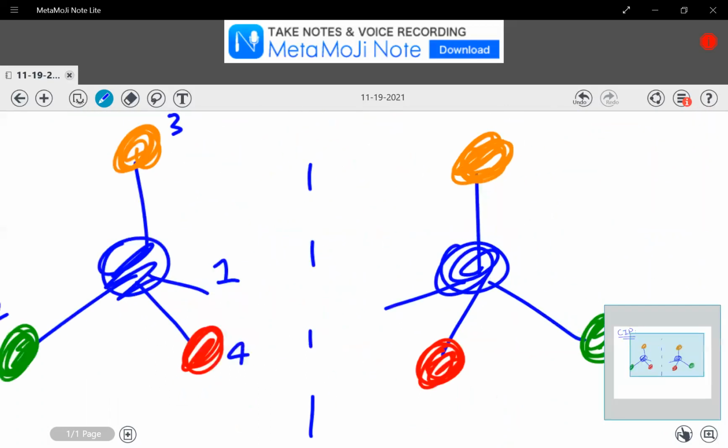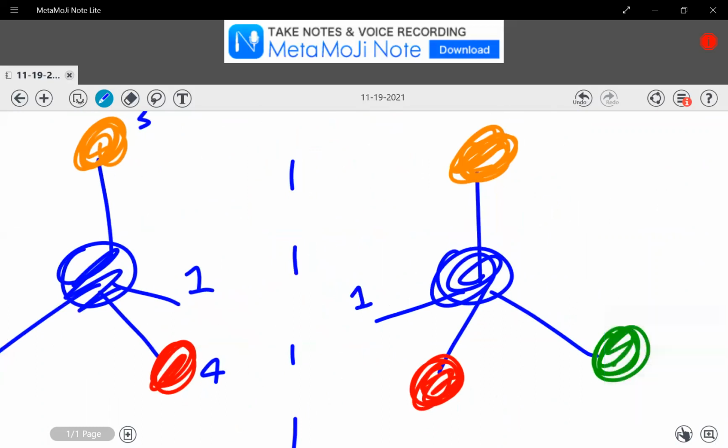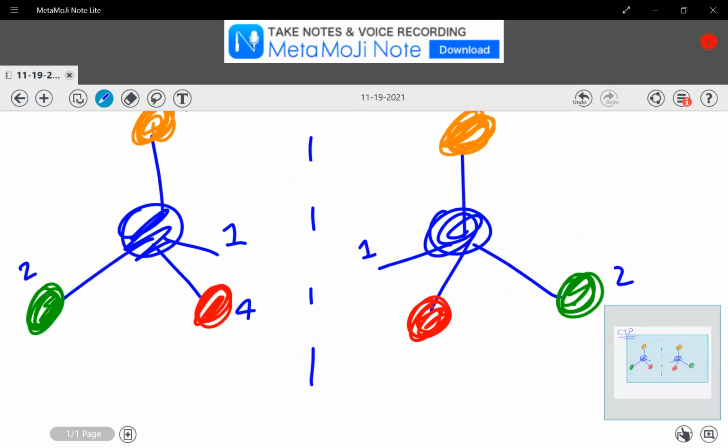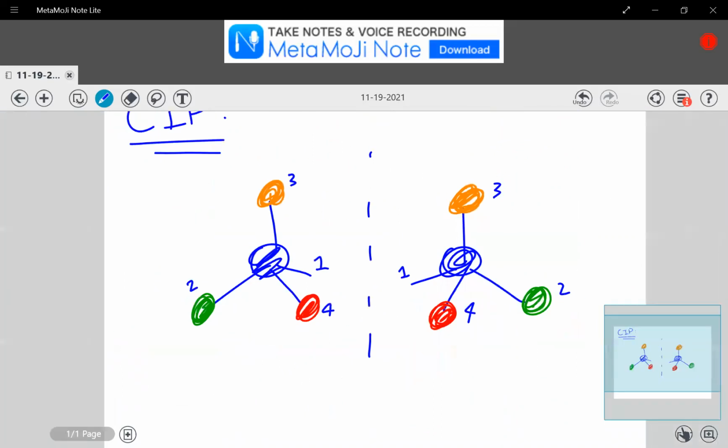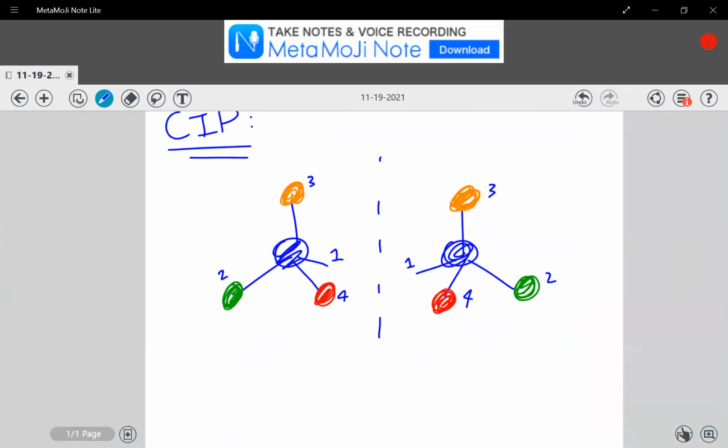Same thing, we're going to go over here. Blue, green, orange, and red. Great, now what? Well, now we are going to go ahead and kind of orient this molecule so that this part here, the part that is facing away from us, is facing away from us.